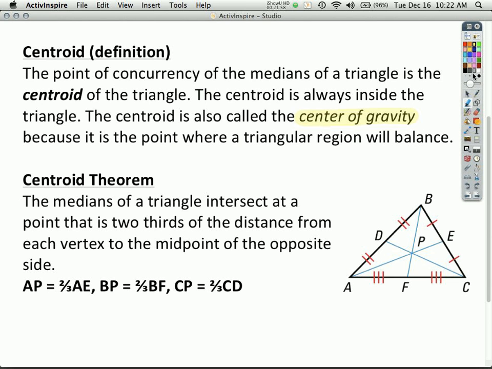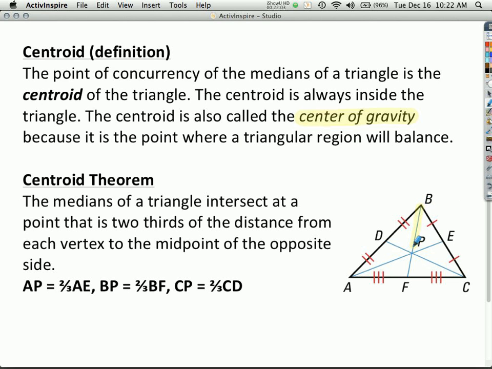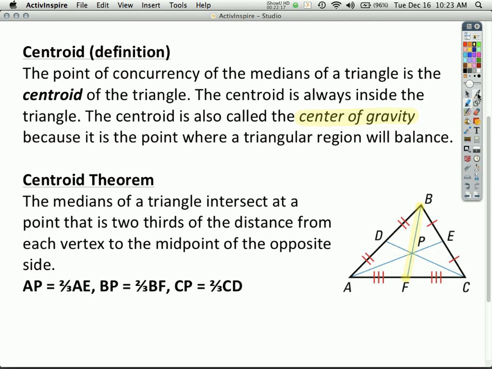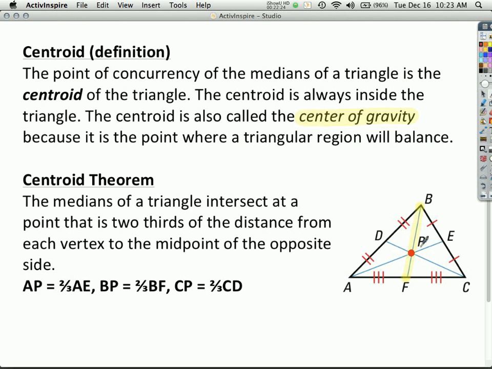So we're going to look right here at this median. That is a median because you can see that this side is congruent to this side. So this is the midpoint right there, and that's a vertex right there. That's a median, BF. This point right in the middle is called the centroid.